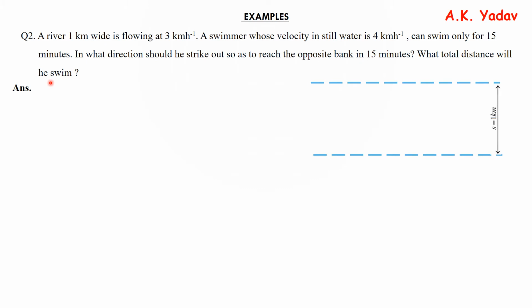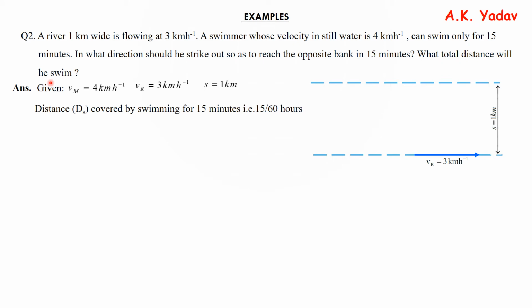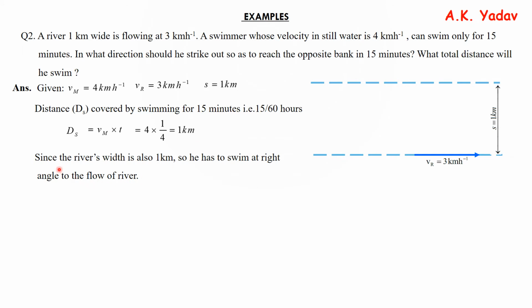So this is the river having width 1 kilometer and velocity 3 kilometer per hour. The velocity of the swimmer is 4 kilometer per hour. The distance covered by swimming for 15 minutes is ds equals Vm into T, that is 4 into 1 by 4, which gives 1 kilometer. As the river's width is also 1 kilometer, he has to swim at right angles to the flow of the river. This is how he has to swim.